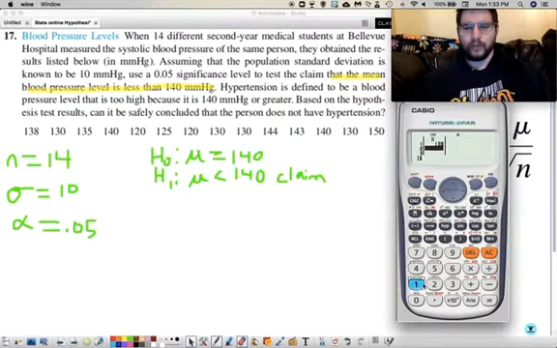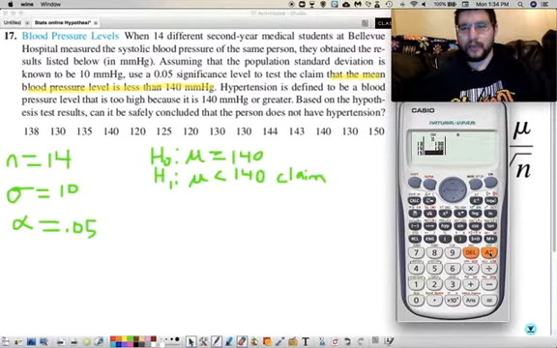138, 130, 135, 140, 120, 125, 120, 130, 130 again, 144, 143, 140, 130, and lastly 150. Okay, 14 numbers in there, so that's good.